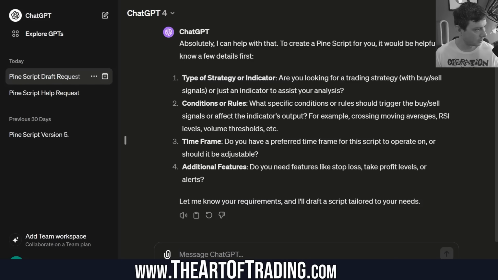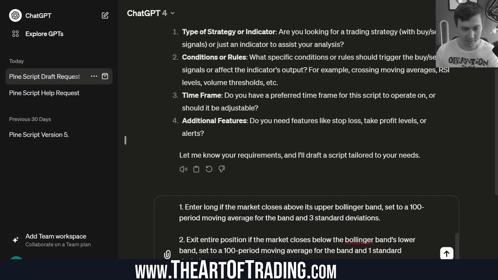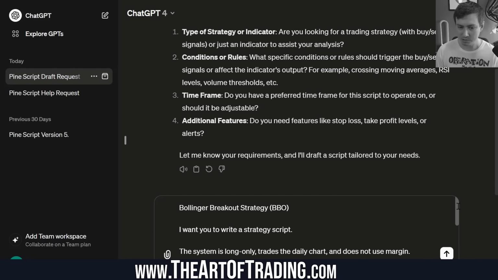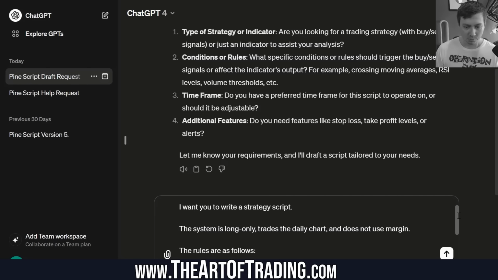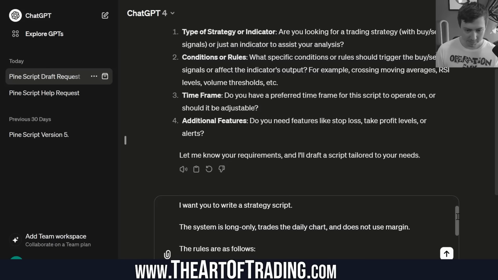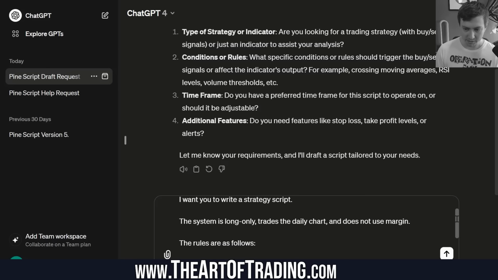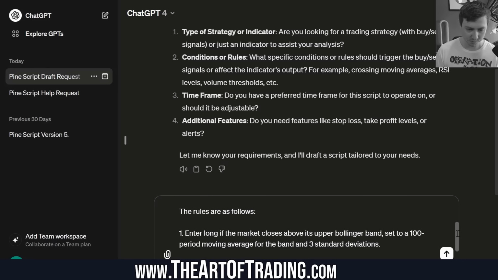I've written these prompts out in advance to save time in just Notepad, and I'm just copy and pasting them in, but I'll read them to you as I go. I want you to write a strategy script. The system is long only, trades the daily chart, and does not use margin. The rules are as follows.